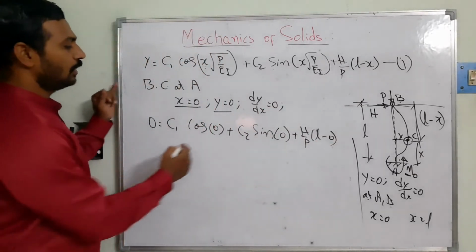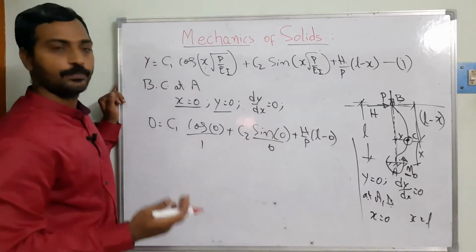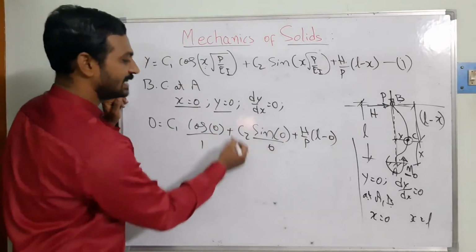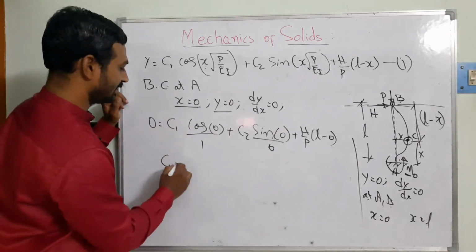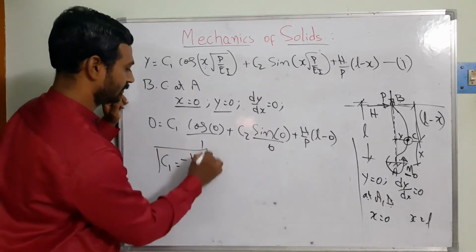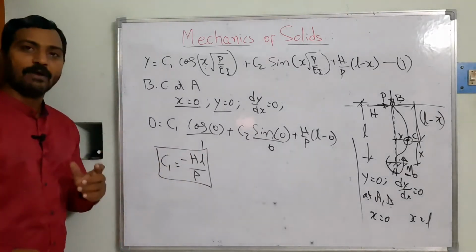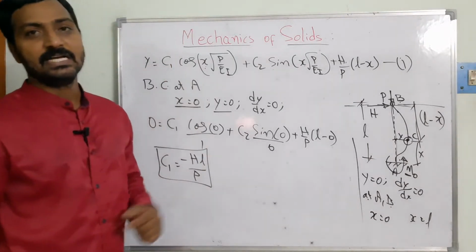So then we know cos 0 is equal to 1, sin 0 is equal to 0. So when I substitute, this total parameter is going to be 0, and then I got C1 equal to minus hL by P. So it means we have calculated one integral constant, that's C1.